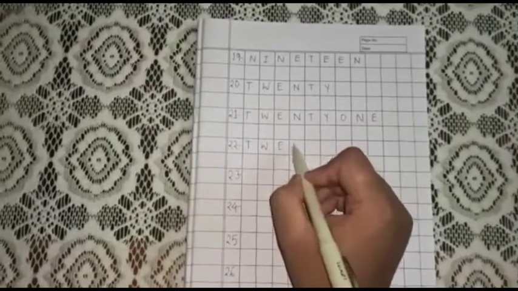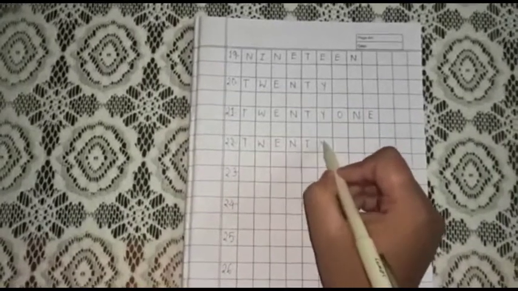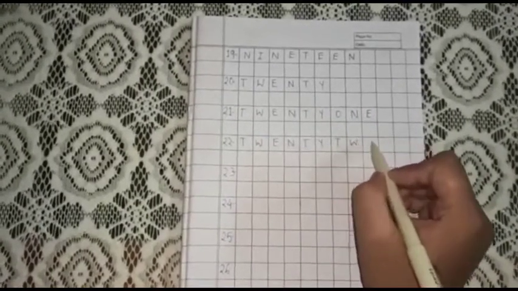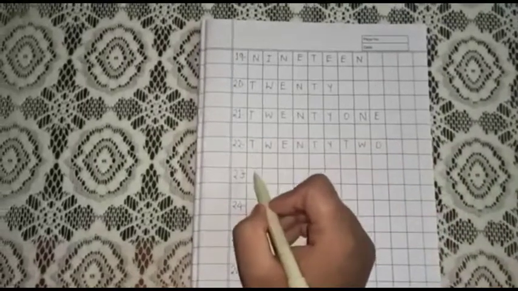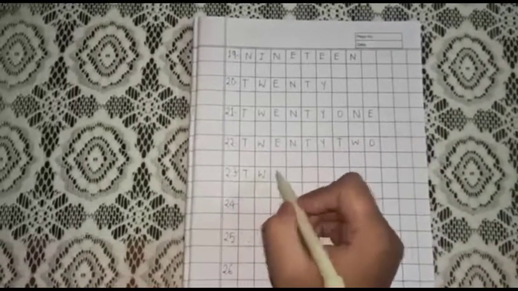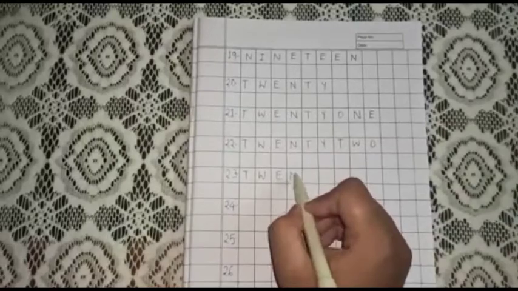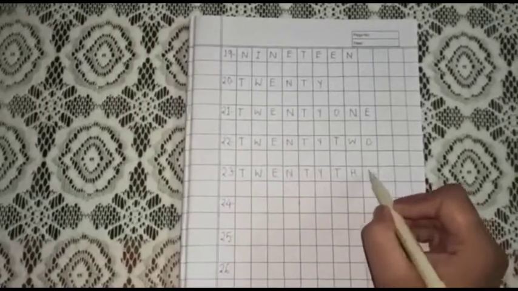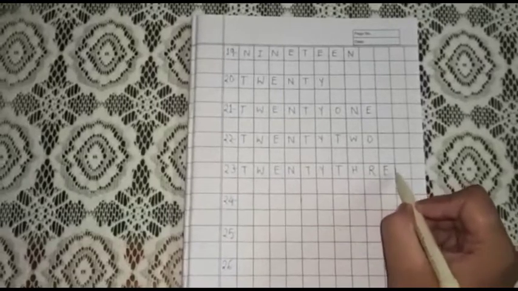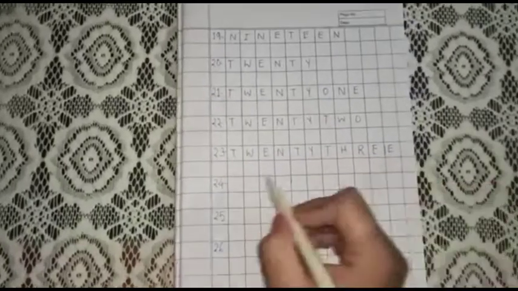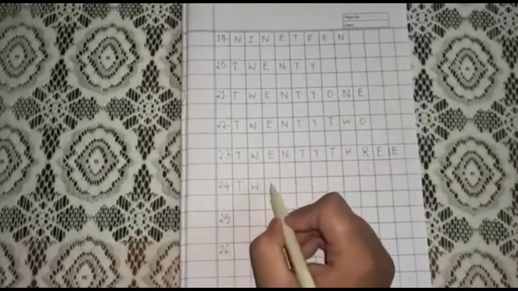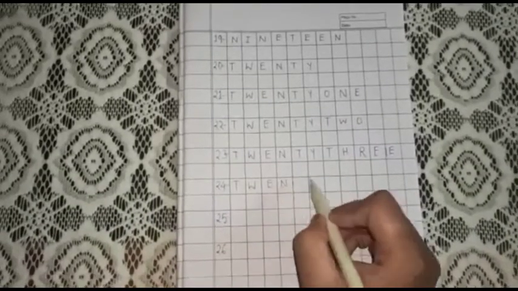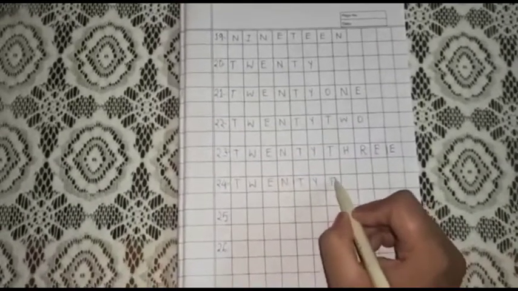22, T W E N T Y T W O. 23, T W E N T Y T H R E E. 24, T W E N T Y F O U R.